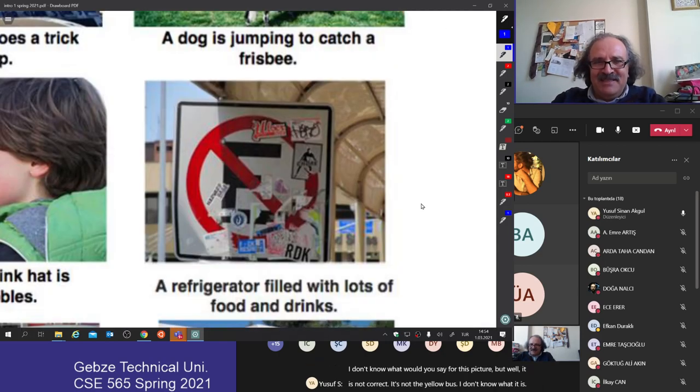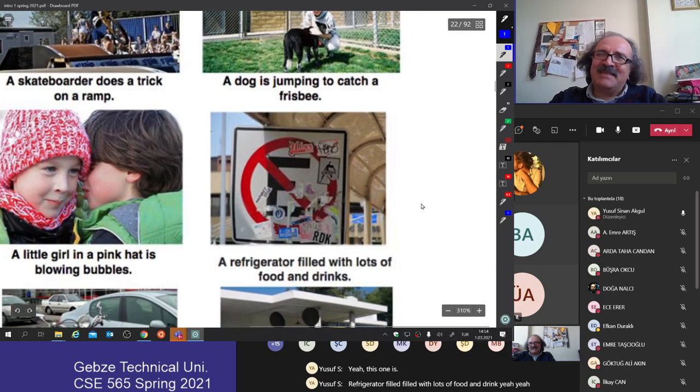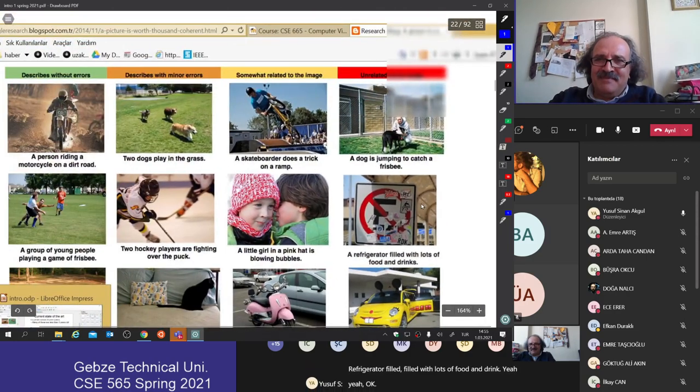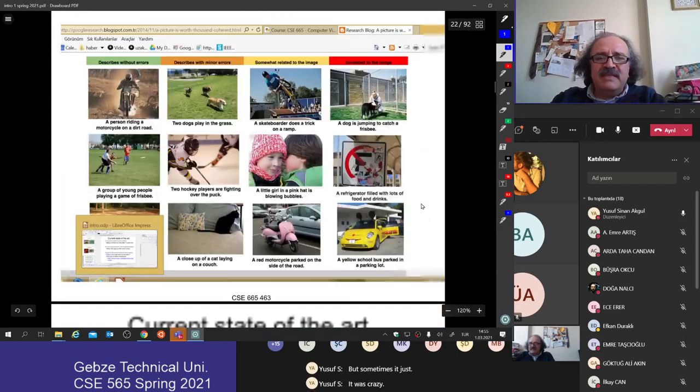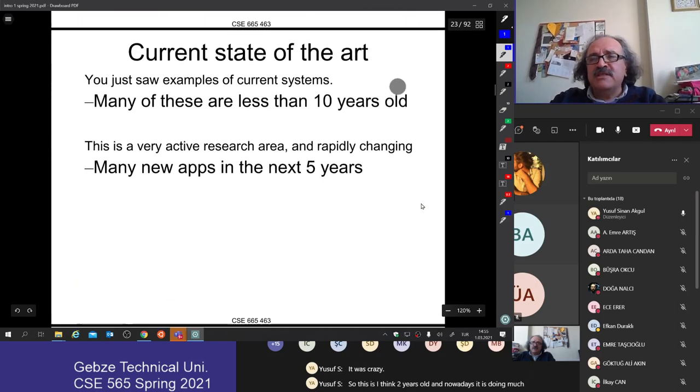Yeah, this one is a refrigerator filled with lots of food and drink. Sometimes it just goes crazy. So this is, I think, 2 years old. Nowadays it is doing much better. So the current state of the art is this.